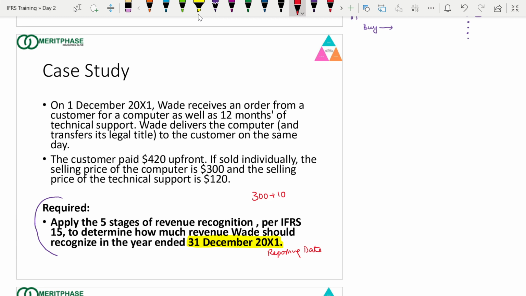My understanding says 300 plus 10 in December, and then from January onwards for 11 months, 10 should be recorded as revenue every month. So on 31st December, the selling price of 300 plus 10 should be recognized. From January onward, for 11 months, $10 is to be recognized every month. Yeah, this is correct.